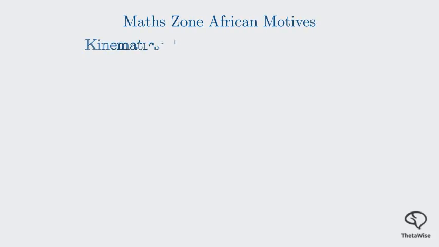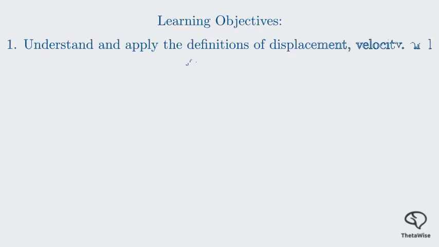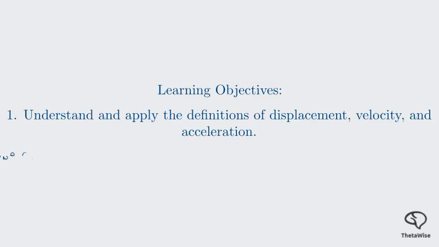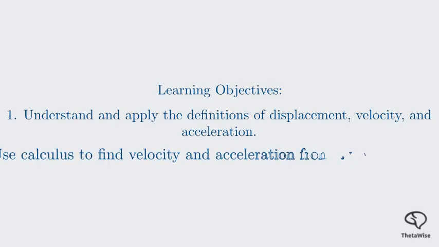Today, we're diving into a crucial topic in calculus and physics, kinematics. In this tutorial, you will learn to calculate velocity and acceleration using derivatives and to describe the motion of objects using these concepts. Specifically, by the end of this video, you will be able to: 1. Understand and apply the definitions of displacement, velocity, and acceleration. And 2. Use calculus to find velocity and acceleration from a position function, both for straight line and circular motion.